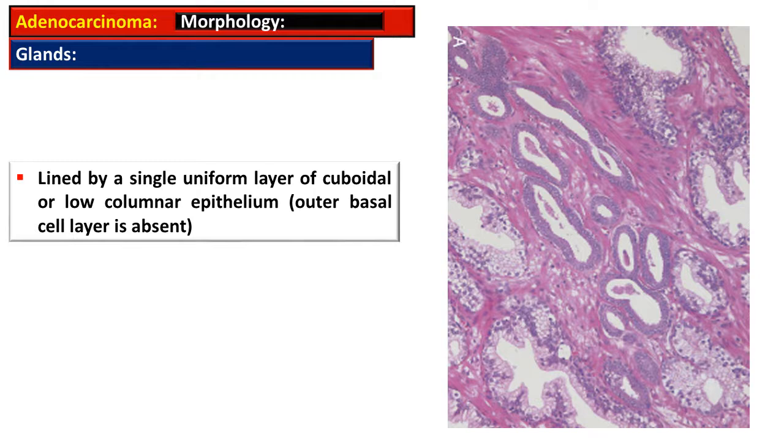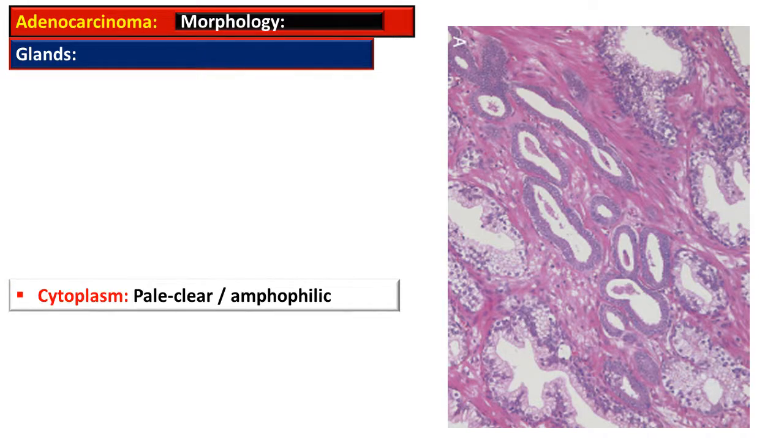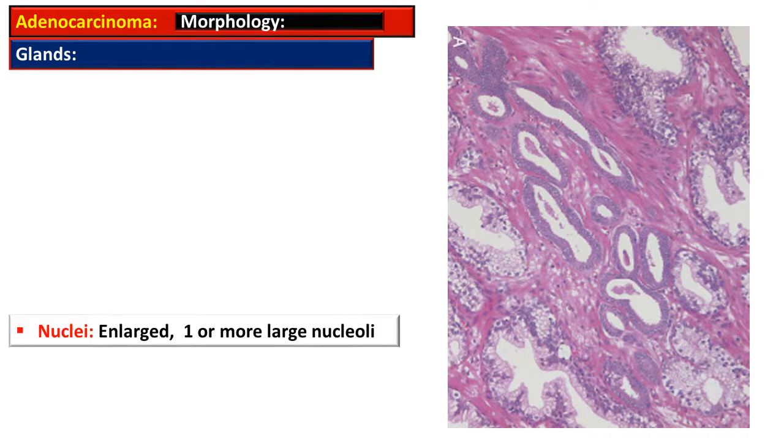In this picture on the right, there are two types of glands. The central ones are closely packed and they are composed of numerous small single layered epithelium, while on the extreme right and extreme left there are some glands that are a bit larger and they are lined by double layered epithelium. Then the branching and papillary enfolding that was characteristic of the BPH and that was also present in normal prostate glands is absent in prostatic adenocarcinoma, and the cytoplasm is pale, clear and amphophilic, means it takes both the dyes, both the eosinophilic and basophilic dyes.